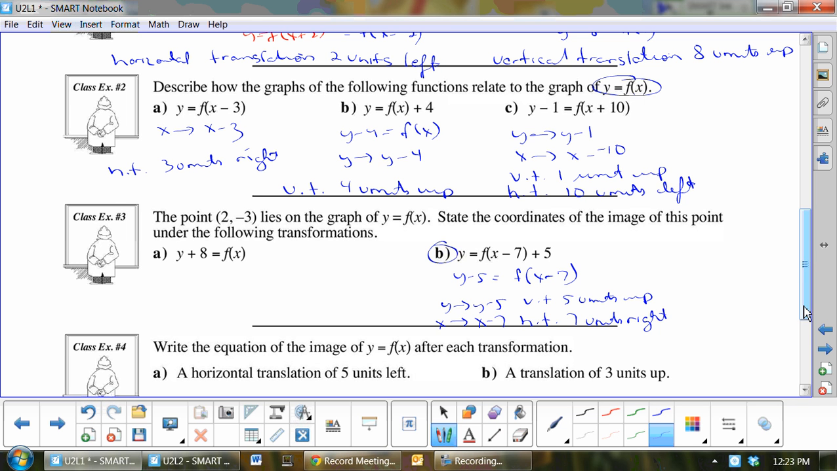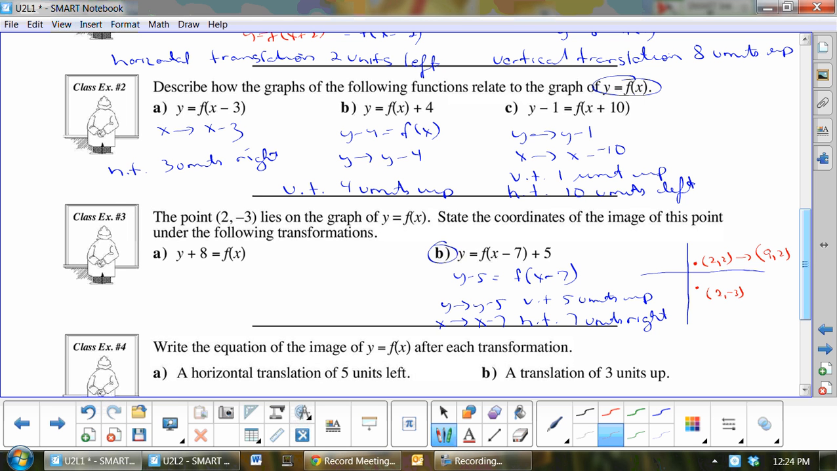Okay, so if I had a graph and point 2, negative 3 was on it. So 2, negative 3 would be about there, right? Let's do the first one. If I was 5 units up, what point would I become? 2, 2. Good. And then if I want 7 units right, that would become 9, 2.